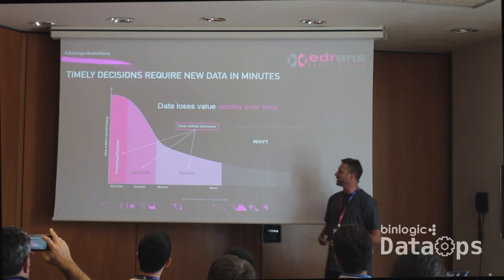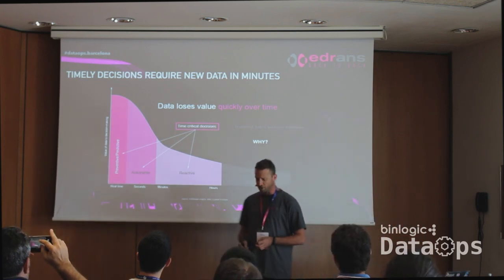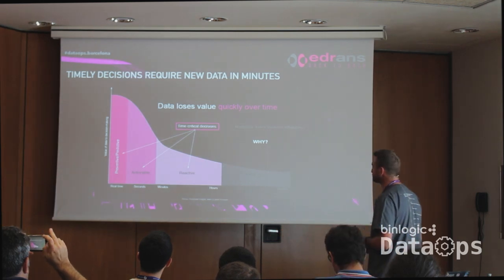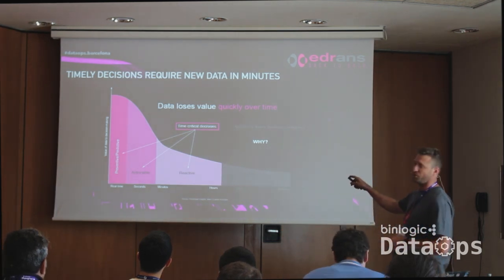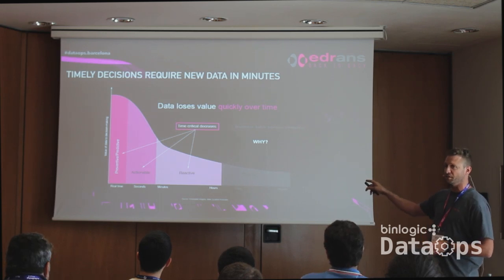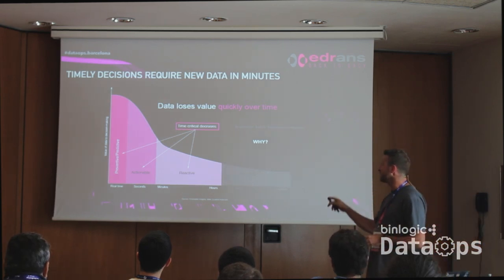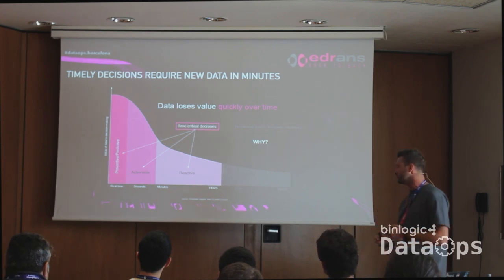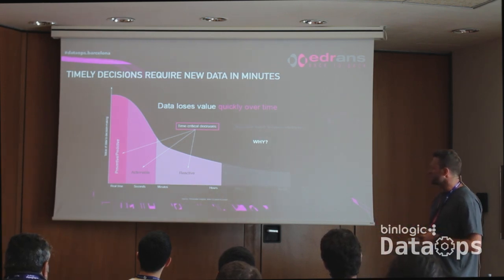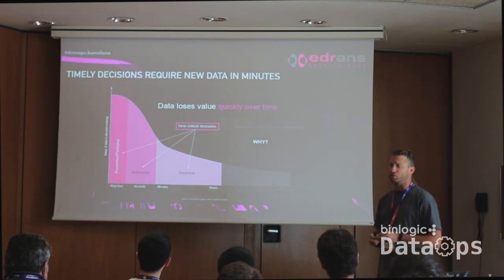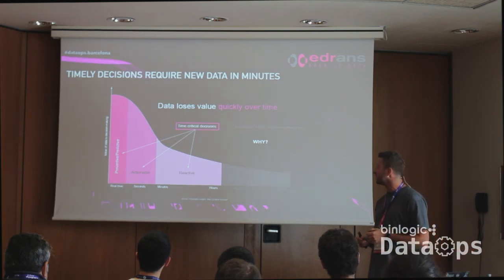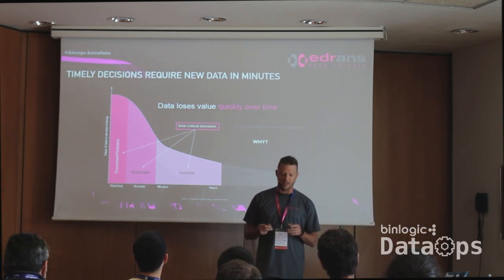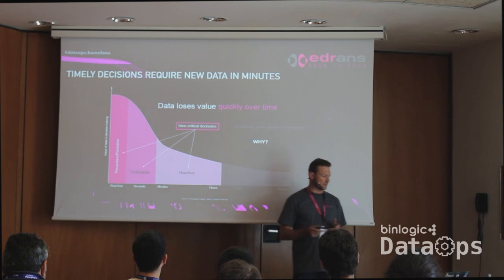So let's talk about the value of data and how this data loses value quickly over time. This is why we stream data. On this chart, which comes from Forrester, its author's name is Mike Gualtieri, from a paper called Perishable Insights, he talks about how the insights in our data are perishable, meaning their value decays or diminishes over time.